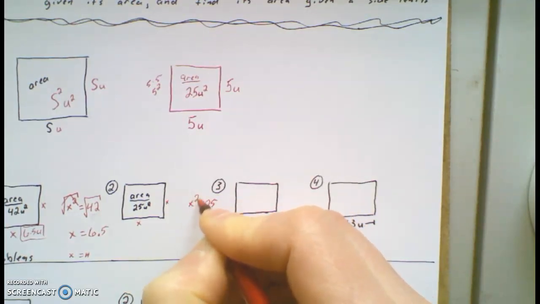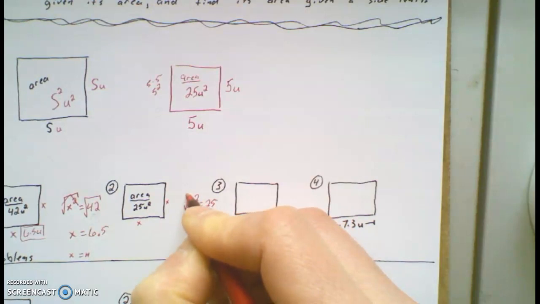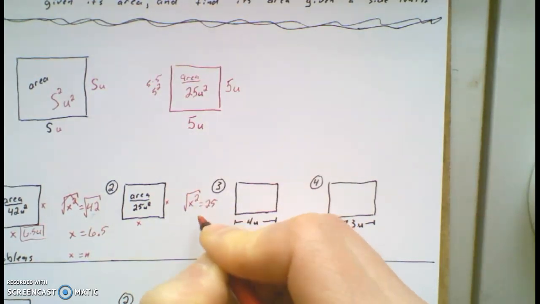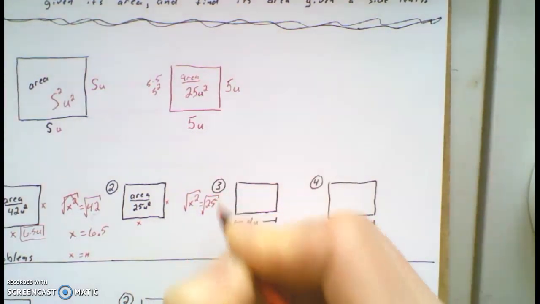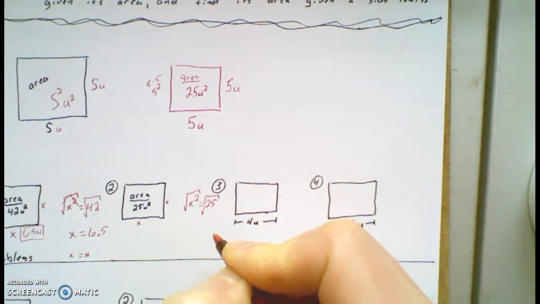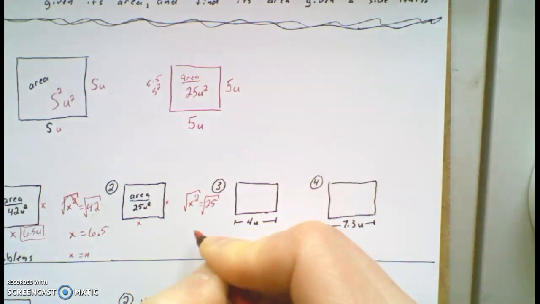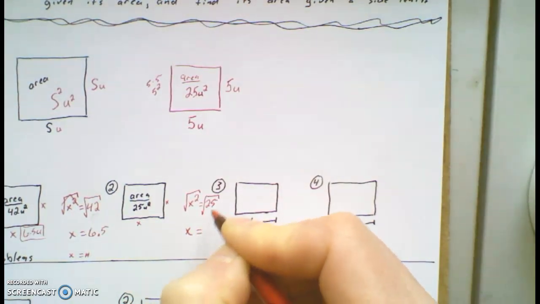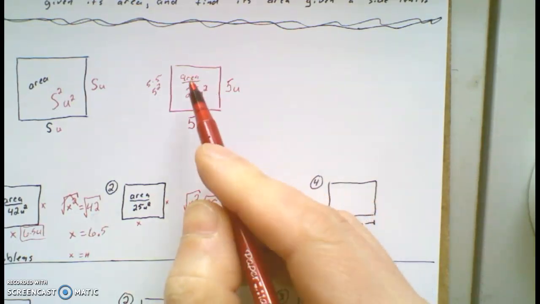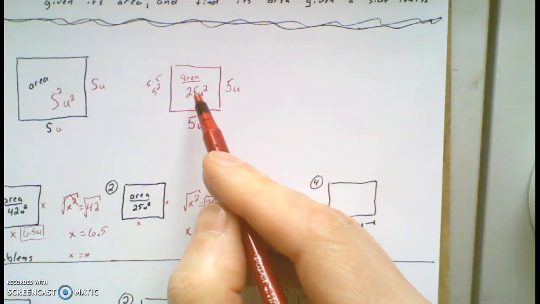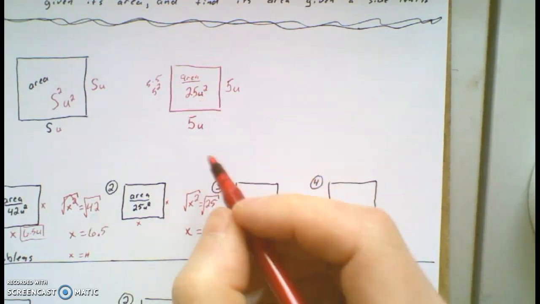To undo or get rid of this 2, we're going to do the opposite. If this is squaring, the opposite is square rooting. So I'm going to square root both sides of the equation, right? The squared and the square root cancel each other, leaving me just the x. And on this side, we actually already did this one in our example. I can see it right here. The square root of 25 is 5.